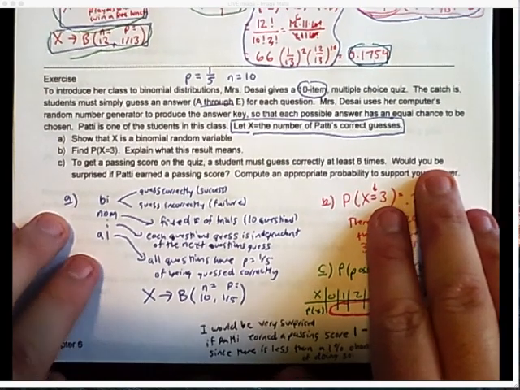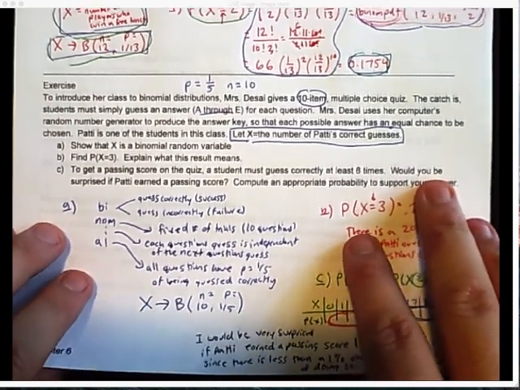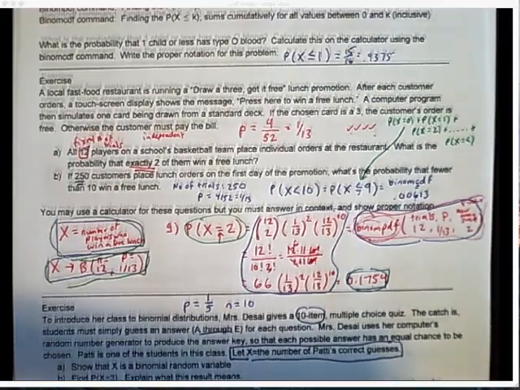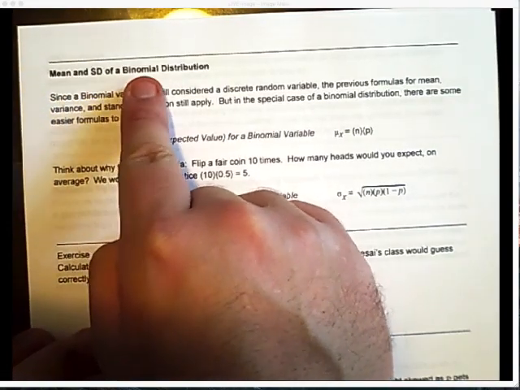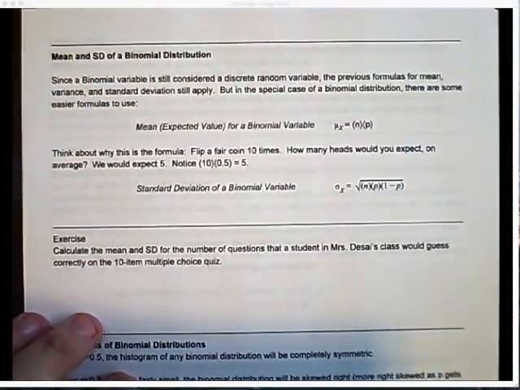That's how you do them. All right, I'm going to stop the video here, and we're going to pick up the next video on how to easily calculate the mean and standard deviation of a binomial distribution. So that'll be the next part of the video.